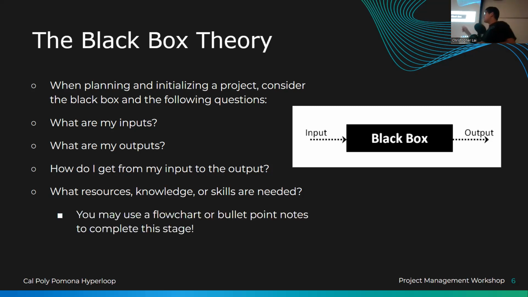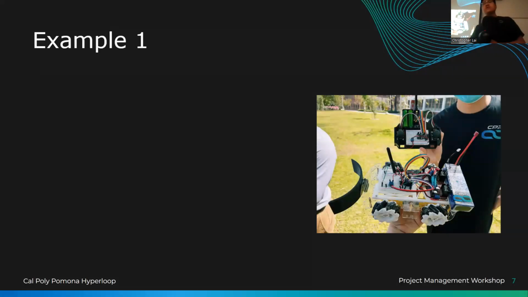So for this question, you may use a flowchart or bullet point notes to complete the stage, but just generally, I usually have a document listing out all of these options whenever I start a project, just so that when I look back on the project, I have a good summary as to what's going on. Because again, this can also work as a really nice abstract. An abstract is just a one-paragraph summary that begins your project. Right. So let's go over an example.